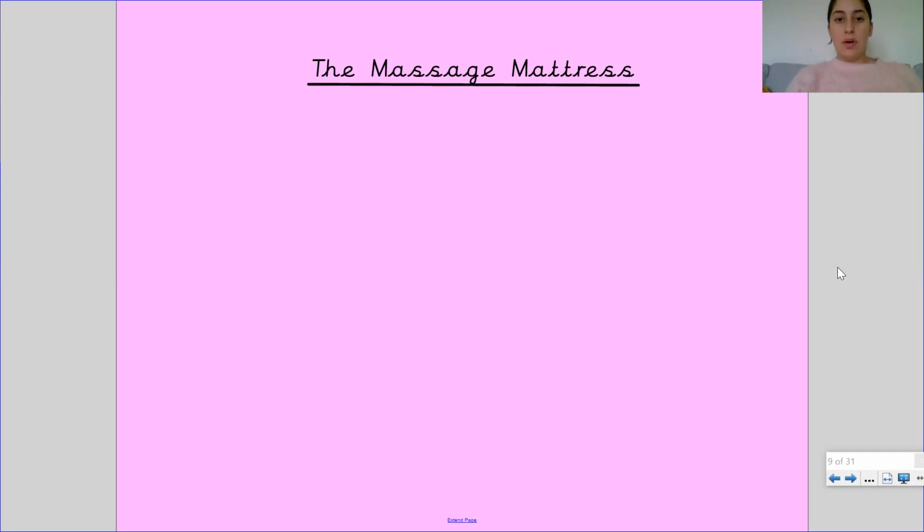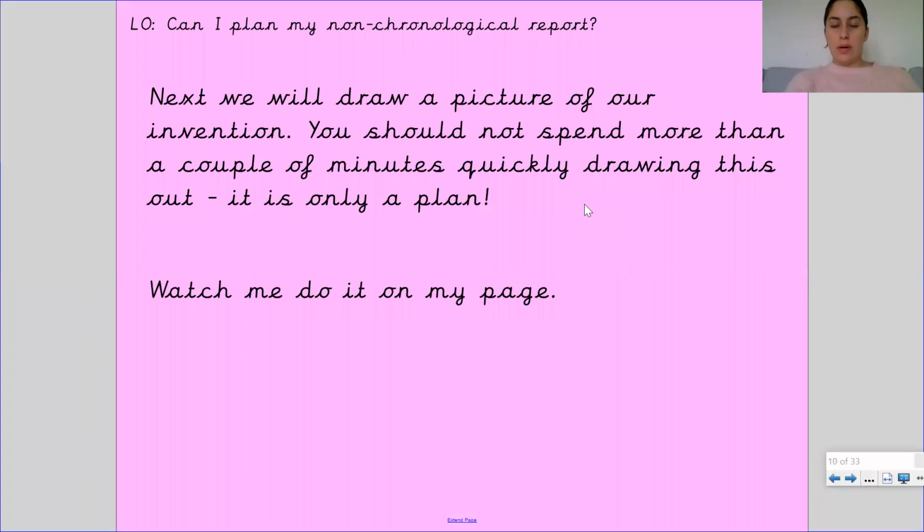And play the video once you've written it in your neatest handwriting and underlined it neatly with a ruler. Okay, now that you have written your own heading, we are going to move on to the next section. Next, we will draw a picture of our invention.